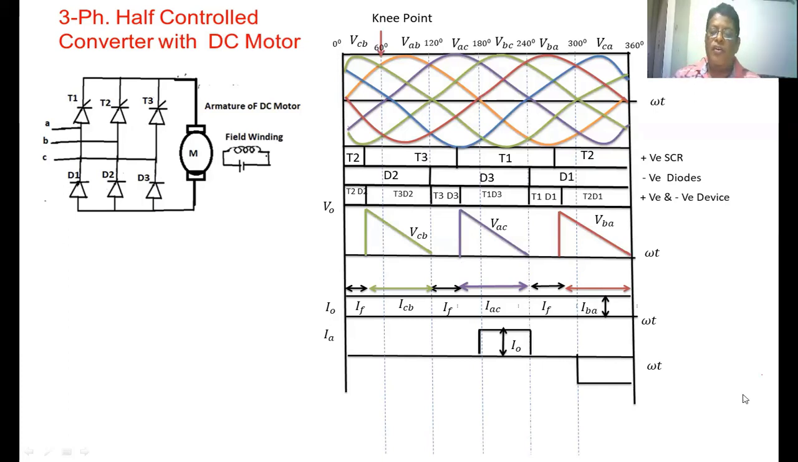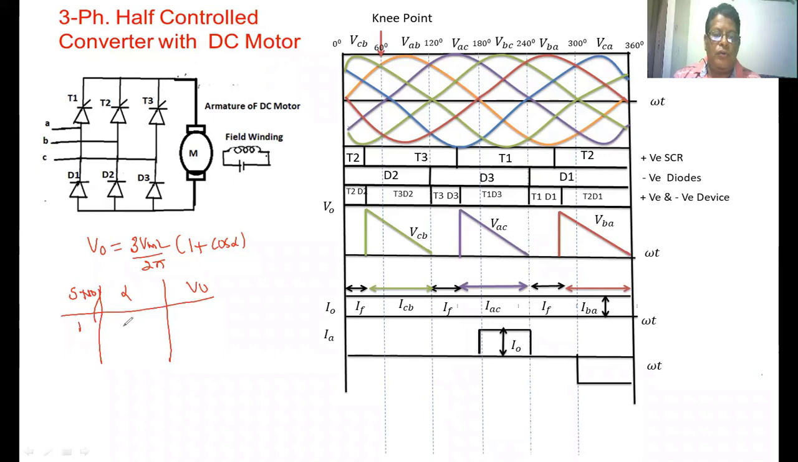So if you find the variation of output voltage versus the firing angle, we already derived the expression of the output voltage previously. We can take the same expression. The average output voltage V0 equals 3 VML by 2 pi into 1 plus cos alpha. Here we have taken a table with serial number, alpha, and output voltage.